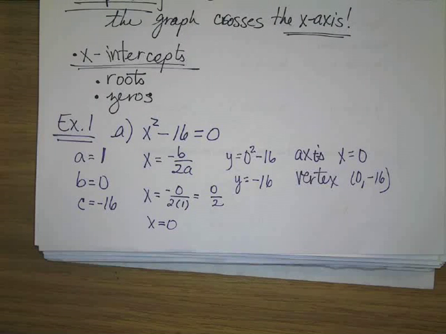Let's graph this. Now, on these grids, we only have 12 little lines. So what are we going to count by? We're going to count by 2s.